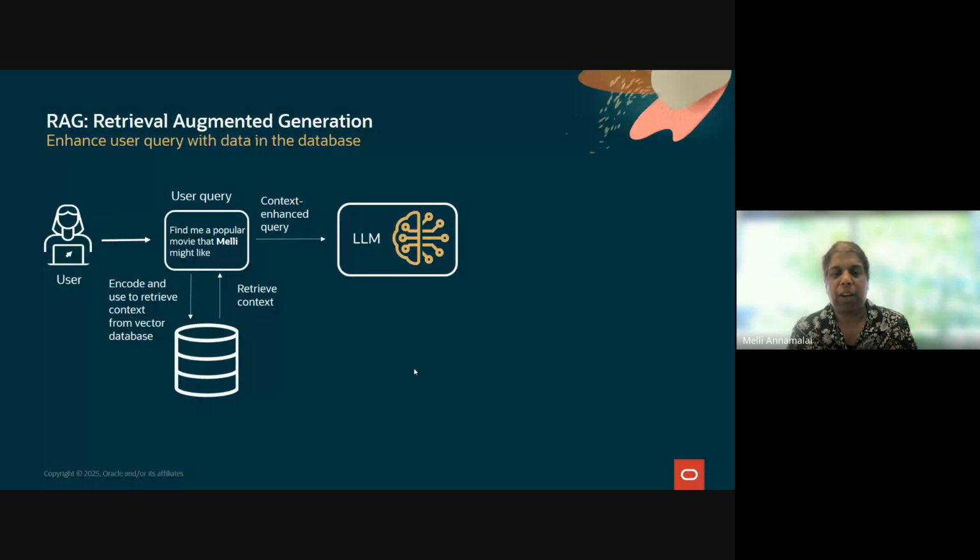So you have this user query, natural language: find me a popular movie that Melly might like. And Melly is a customer, so her preferences are going to be stored in a private database. You can encode that as a vector, use that vector to find matches within your database that are relevant to this question, then take that enhanced context and send it to GenAI and get back an answer. That is essentially Retrieval-Augmented Generation. What we want to see here today is how graphs can combine to make this even more interesting or help you provide even more context.